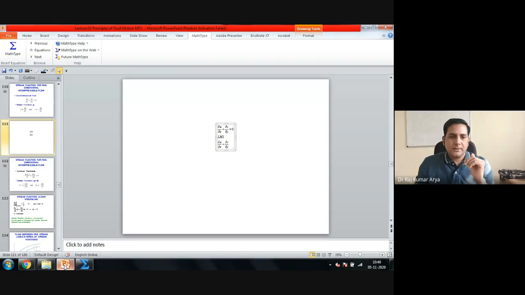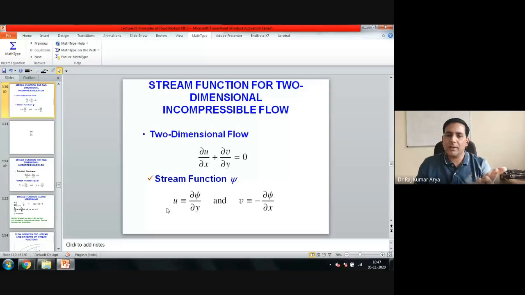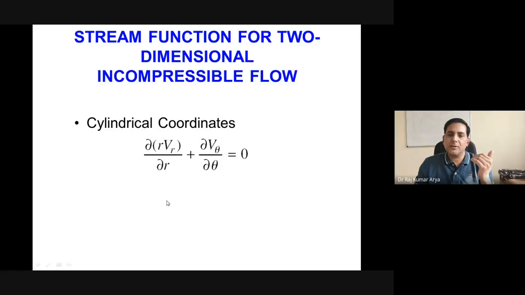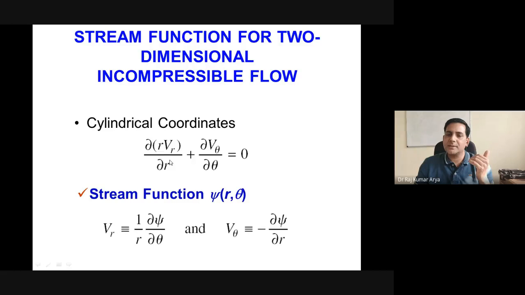Now the next part. This is the stream function for the rectilinear coordinate. In the same way we have it for the cylindrical coordinate. For cylindrical coordinate, your continuity is given by this term: 1 upon r del r rho V r upon del r plus del V theta upon del theta. This is continuity in the r theta plane. Now in the r theta plane, the stream function is defined by this. Velocity in r direction is given as 1 upon r del psi upon del theta, and in the theta direction the velocity is given as minus del psi upon del r.